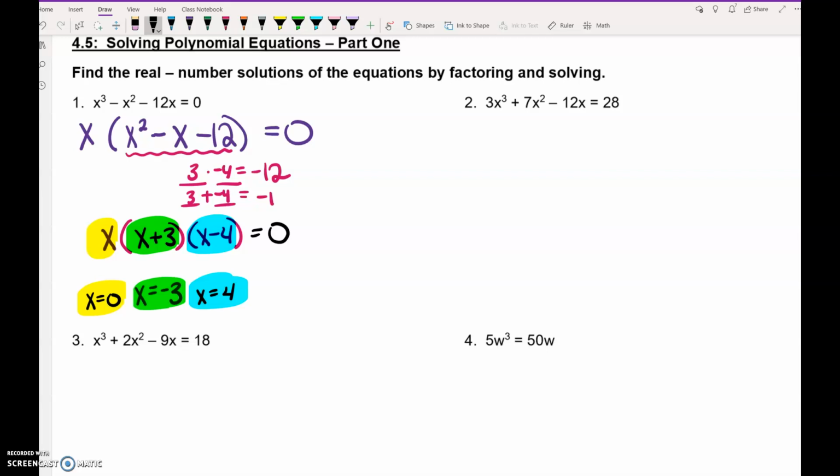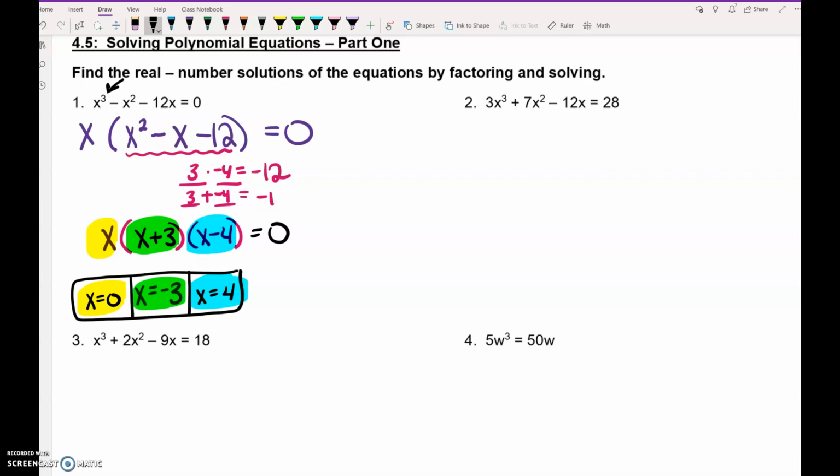A huge hint, if you look at the original problem, look at the largest exponent. The largest exponent was 3. Notice we ended up with 3 solutions. Your largest exponent will tell you how many solutions you can have in that problem. So if your largest exponent is a 4 and you somehow end up with 6 solutions, you did something massively wrong, because it's not possible to have 6 solutions if your largest exponent is 4.